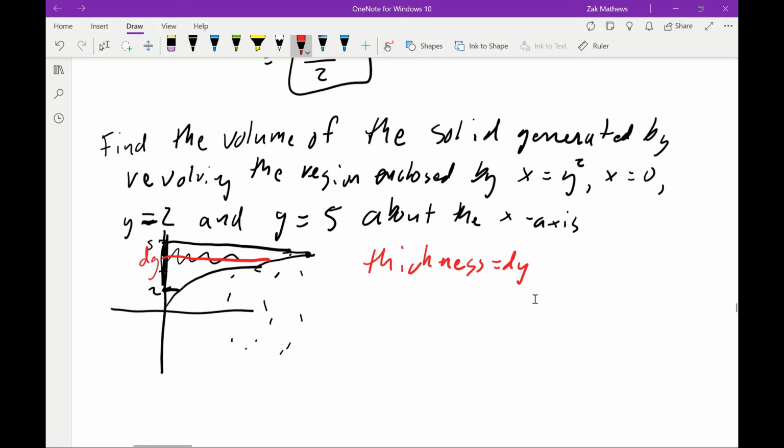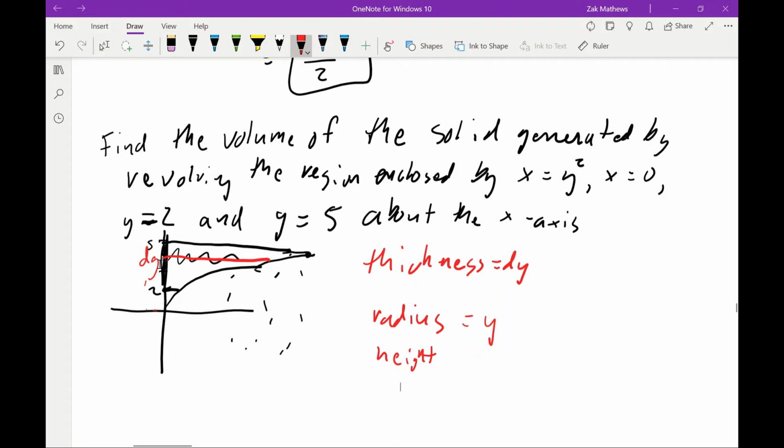So the next thing I need to do is think about my shell radius. That shell radius is the distance from 0 up to that line, which is simply going to be the y value. And then I also need to think about my height. The height now is what's running left and right, so the height would be from this point to this point.